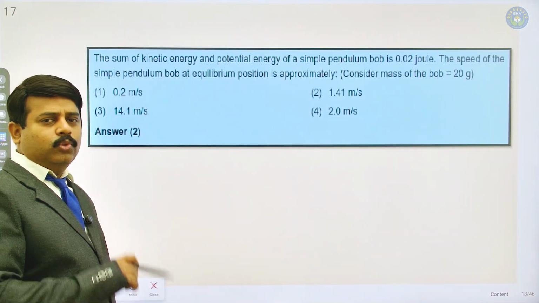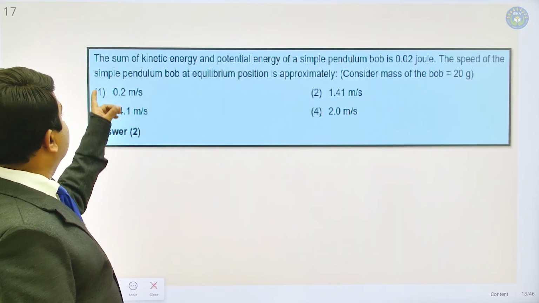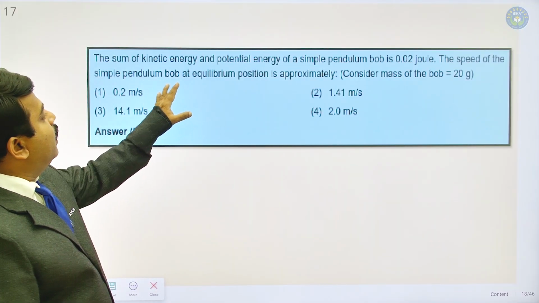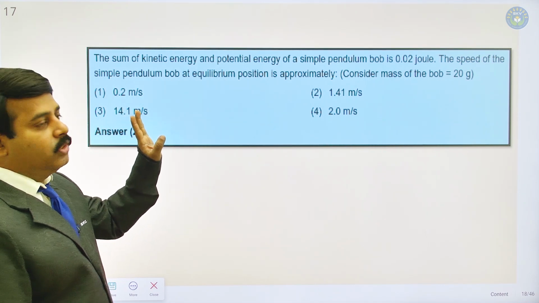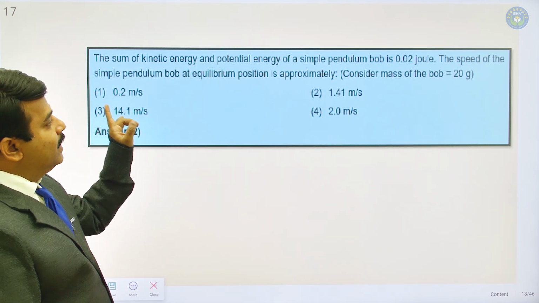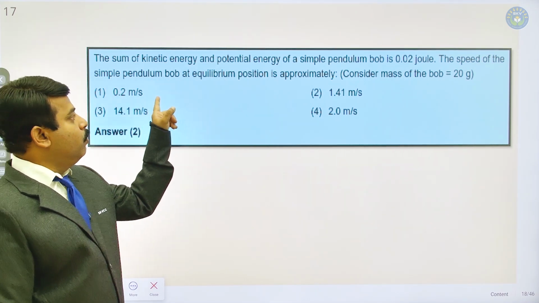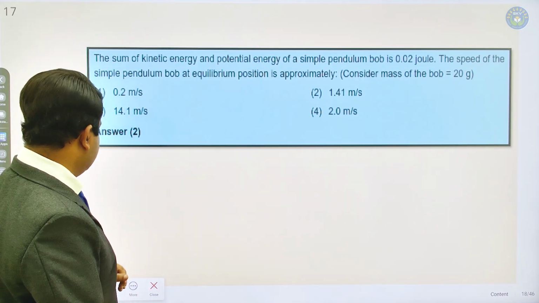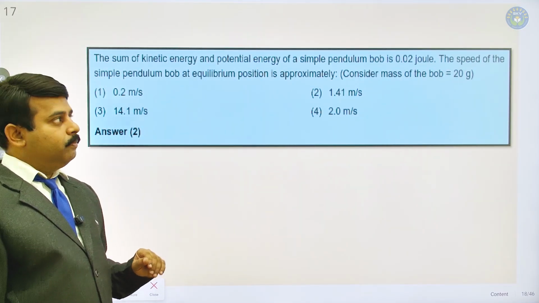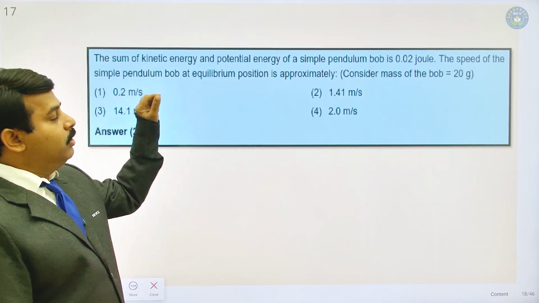Now let us go to question number 16. The sum of kinetic energy and potential energy of a simple pendulum bob is 0.02 joule. The speed of the simple pendulum bob at equilibrium position is approximately... See here, total energy is given, right?